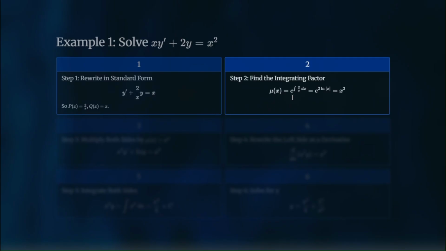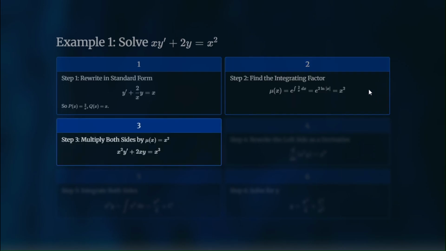We can now find the integrating factor. So mu of x will be equal to e to the power integral of 2 over x dx, which was our p of x. The integral of 2 over x with respect to x is 2 ln x, which could be rewritten as ln x squared. So e to the power ln x squared is simply x squared. Now we can multiply both sides by x squared, which is our integrating factor. So our equation becomes x squared times y prime plus 2 over x times x squared, which is 2x, times y, equals x times x squared, which is x cubed. We didn't change the equation, we simply multiplied by the integrating factor.